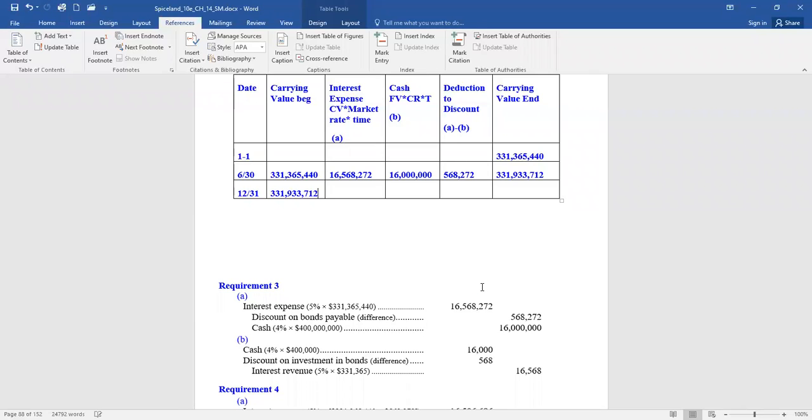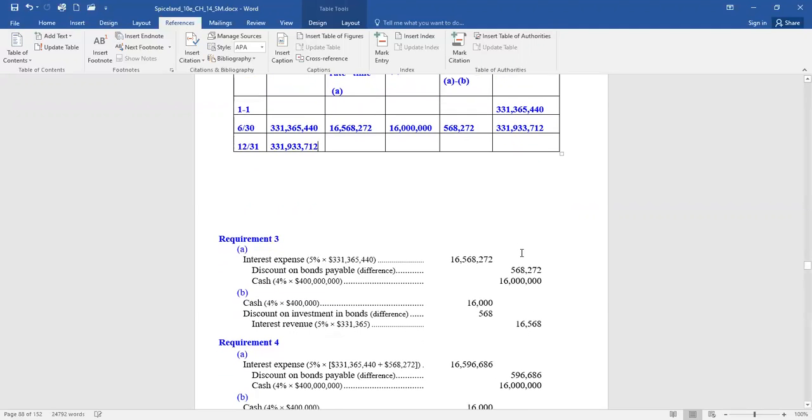So 16,596,686. Cash amount remains constant. We always promise to pay $16 million every 6 months. So the difference between the 16,596,686 and the 16 million actually paid is the amount the discount will decrease. So it's like a plug. We're decreasing then the discount. That's how much of it we recognize as interest expense.